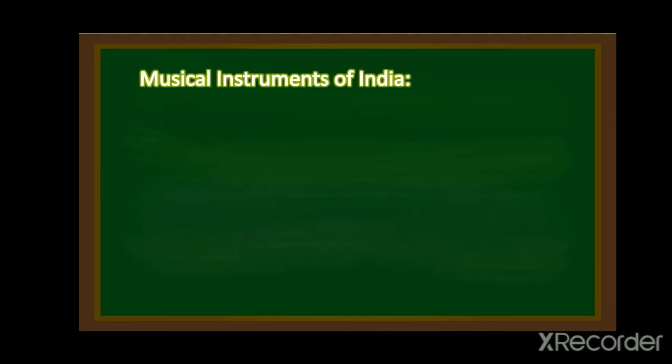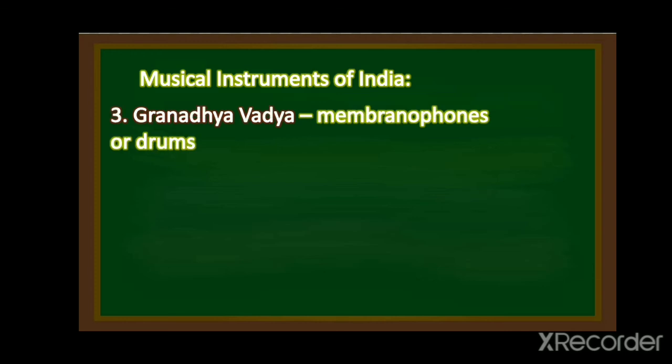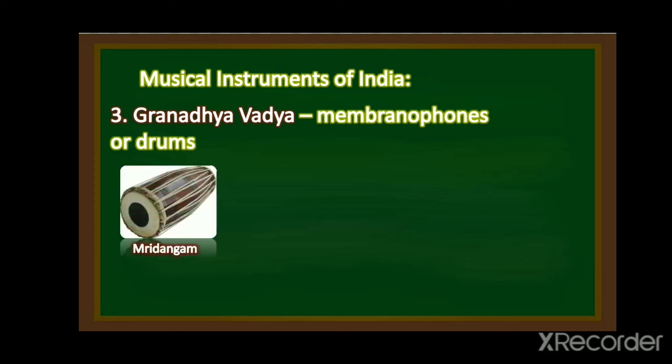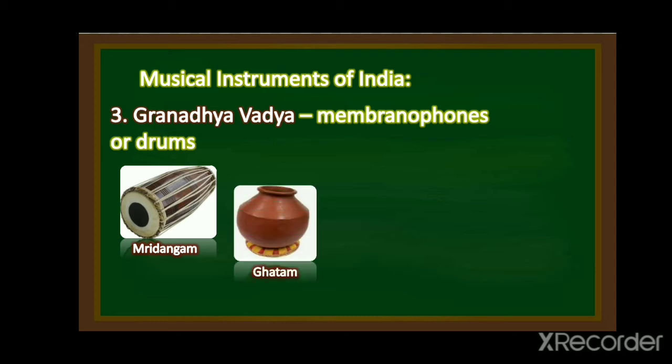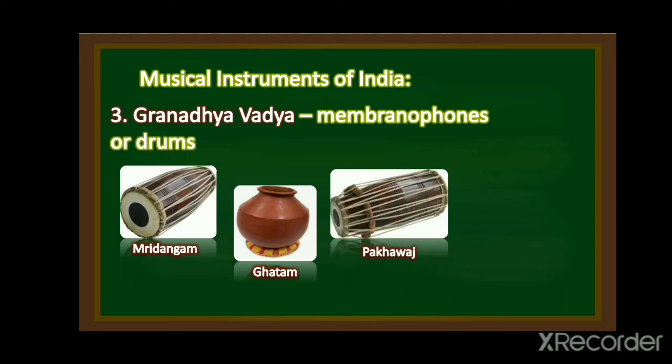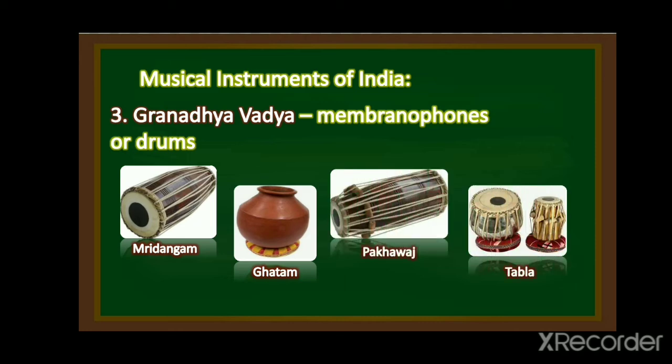Another musical instrument group of India is the Avanaddha Vadya, which means membranophones or drums. Examples are Mridangam, Ghatam, Pakhawaj, and Tabla. These are examples of the drum instruments in Avanaddha Vadya.